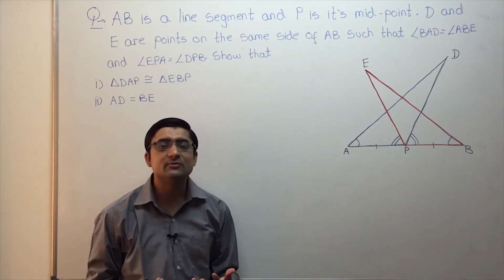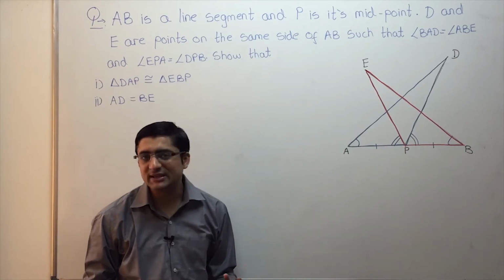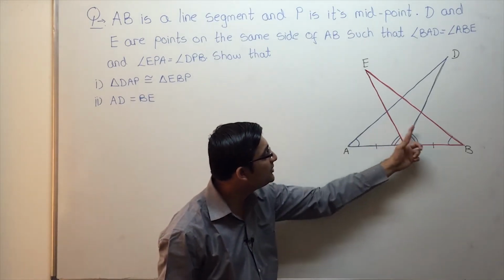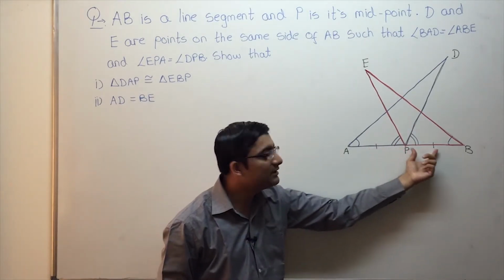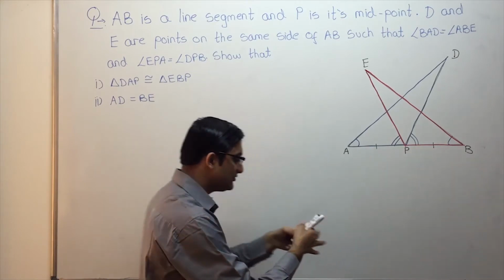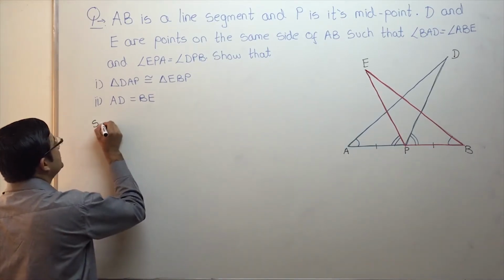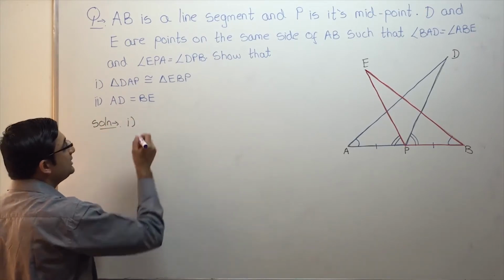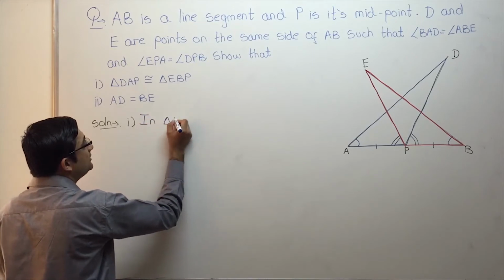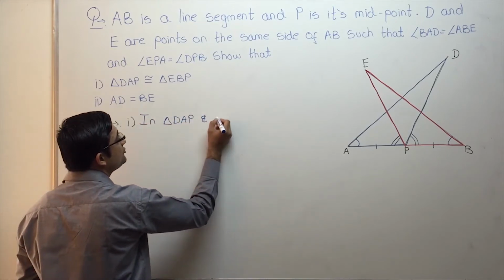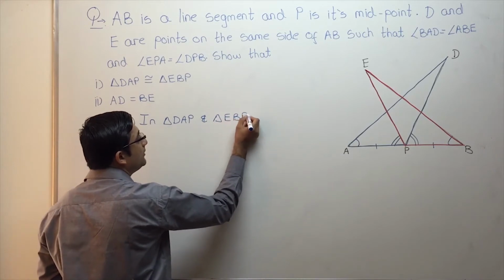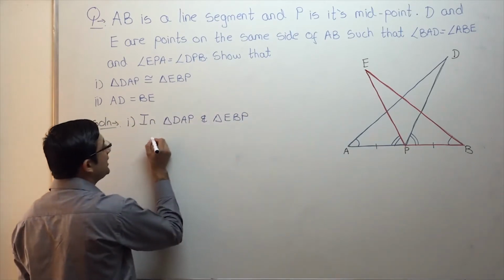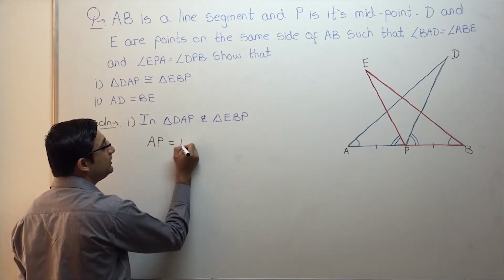Now how do we show two triangles to be congruent? Either the SSS condition or the SAS condition or the ASA condition, right? So let's see which of these we can use. See, first of all, in these two triangles, what all is given to us? AP is equal to PB, first thing given to me. So let's begin. That is the solution. We'll begin with the first part. So in triangle DAP and triangle EBP, we have to find corresponding parts. So see, first of all, we know AP is equal to PB. So write it down. AP is equal to PB.